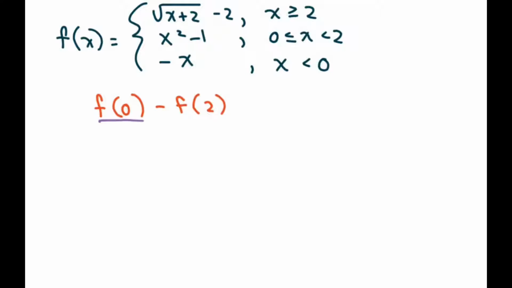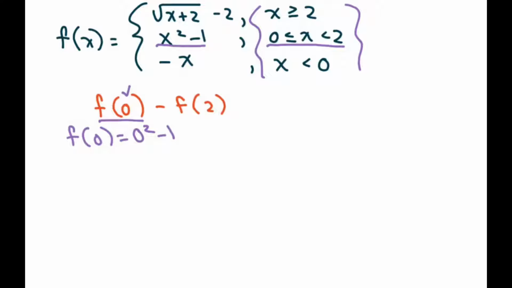So for f of 0, that means your x is 0. Now, it only fits this, this is your domain part right in here. So the only place where x is equal to 0 is this second piece. So we're going to plug in: f of 0 equals 0 squared minus 1, which equals negative 1.